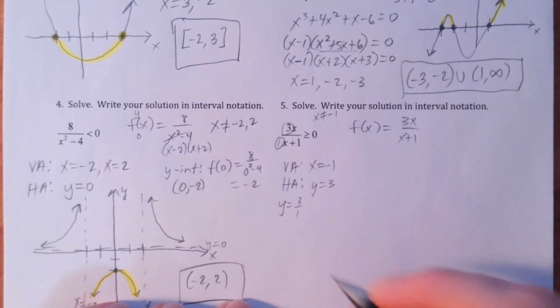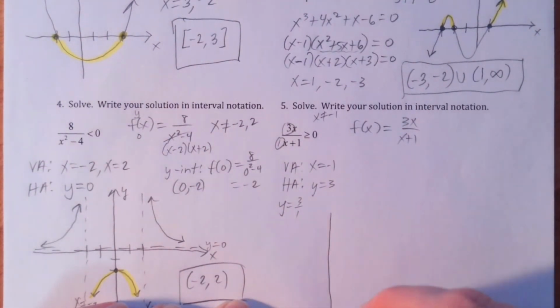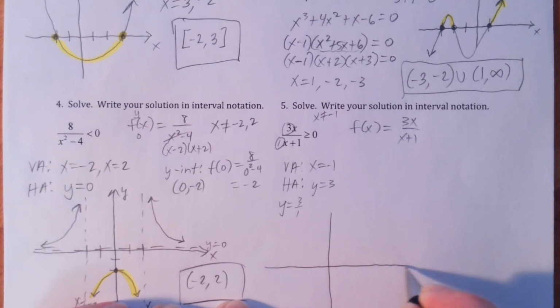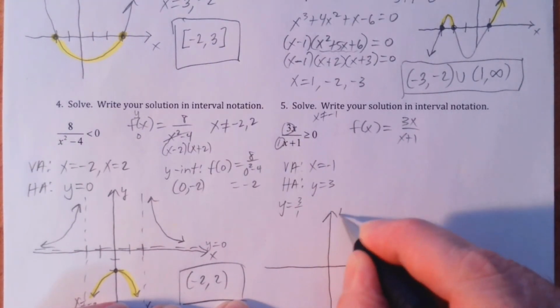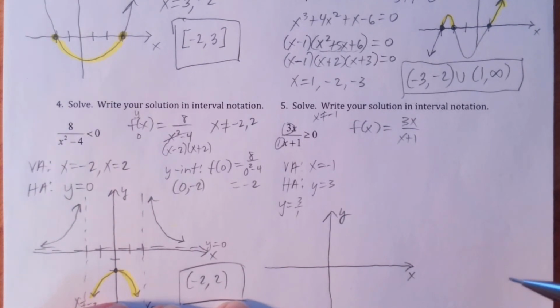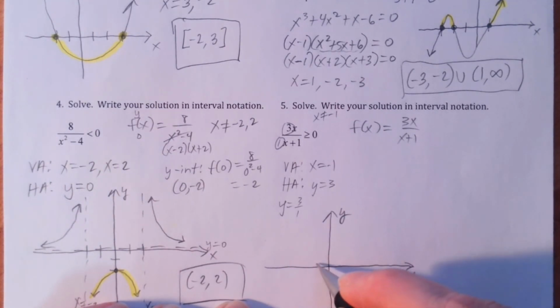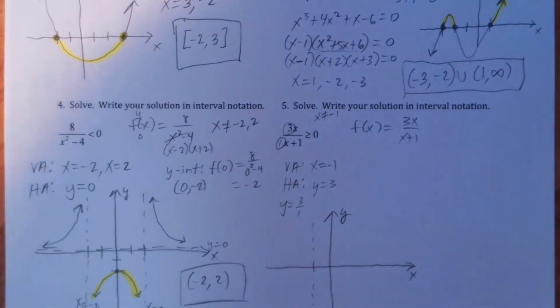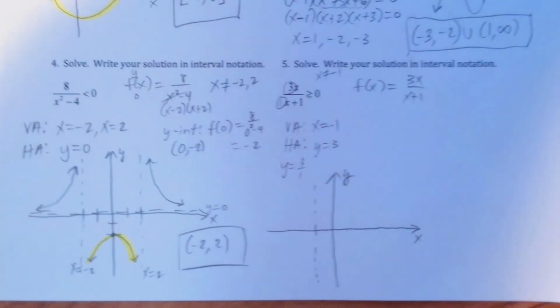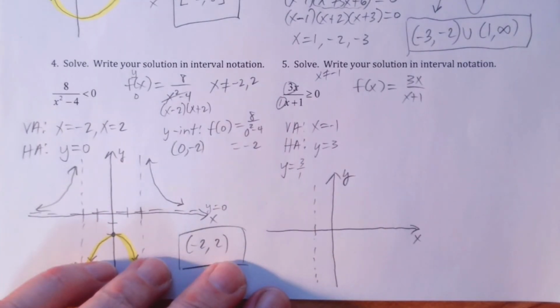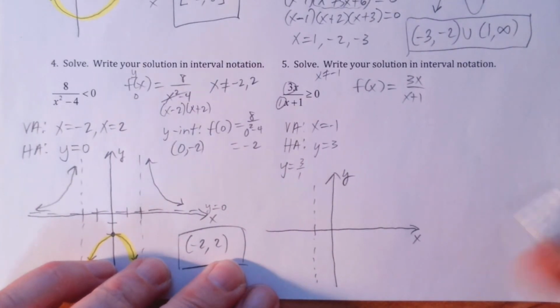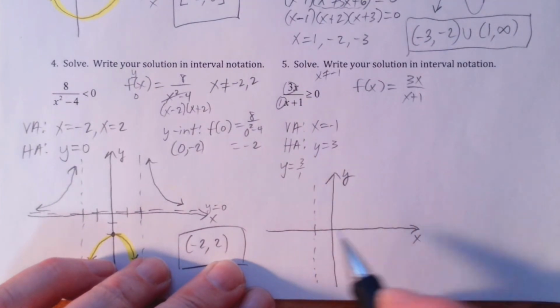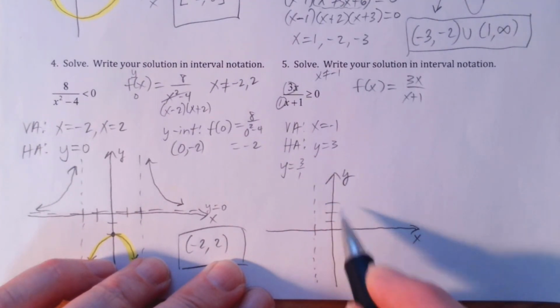And so let's go ahead and draw our sketch, or start drawing it. So we know when x is -1, we're going to have a vertical asymptote. Let me just move this down just a tad. And also at y equals 3, there's an asymptote.